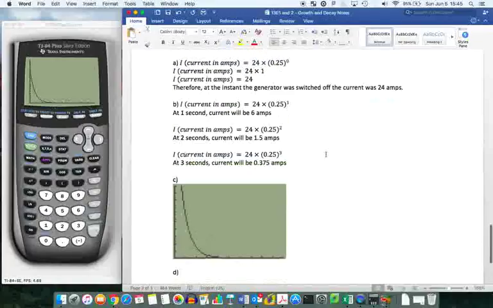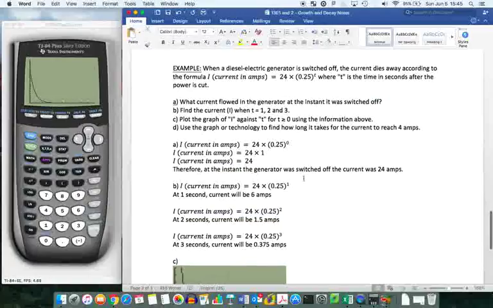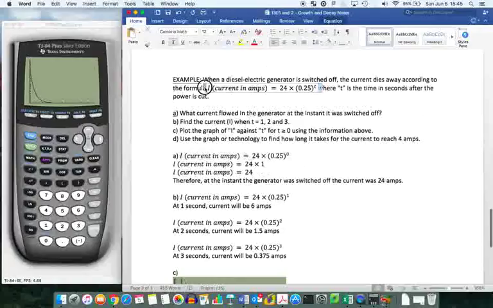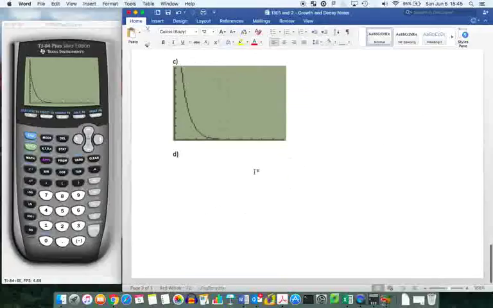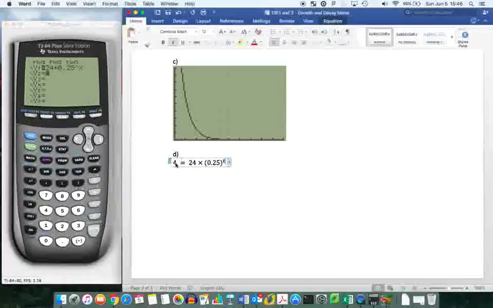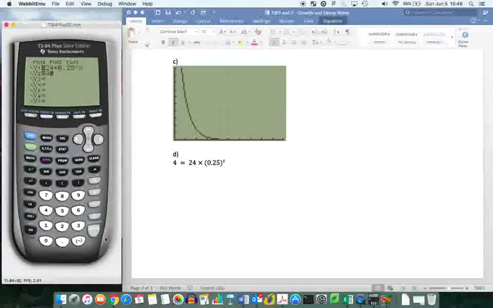And now, quickly do the last little bit. Use the graph technology to find how long it takes for the current to reach 4 amps. So we're trying to work out, we're using this function again. But this time, we know we're interested in 4 amps. We want to work out how long it takes to get to 4 amps. So the way we've solved these all before is to graph both sides. That side is already graphed, 24 times by 0.25 to the t. Now we just need to put y is equal to 4 on the other side. Graph that. We've set it up already so that the intersection is visible.